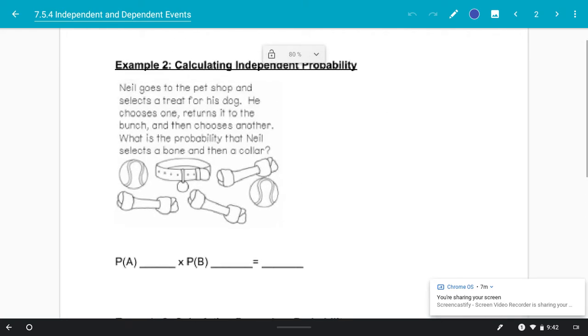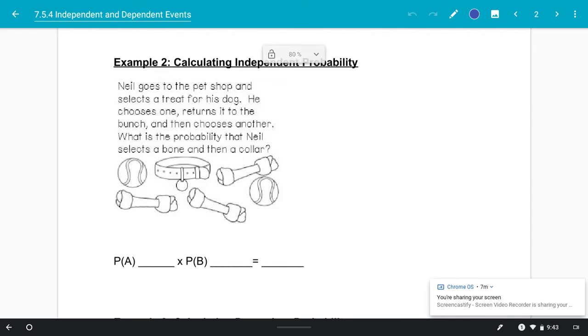All right, so for our next example here, we're going to calculate independent probabilities. So this one's really nice because they're already telling us that they're going to be independent. So if we remember, this is the probability of event A times the probability of event B. So Neil goes to the pet shop and selects a treat for his dog. He chooses one, returns it to the bunch, and then chooses another. We want to know what is the probability that Neil selects a bone and then a collar.